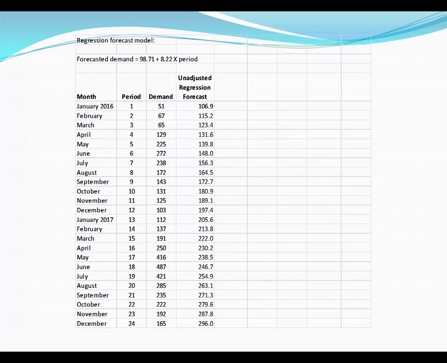We can see that same effect by taking the ratio of the demand over our forecast. In the case of January, the demand was 51. The unadjusted regression forecast was 106.9. So the ratio is 0.477. Literally, demand was 47.7% of what the forecast was. We badly over forecast in that case.